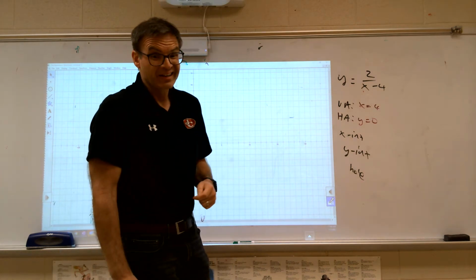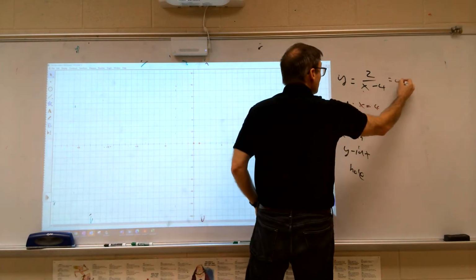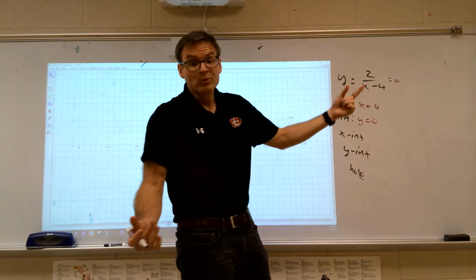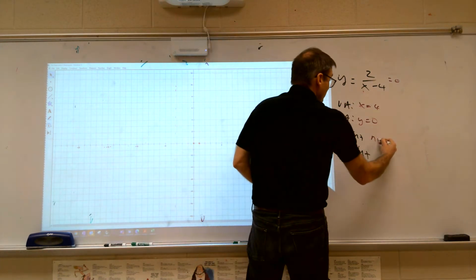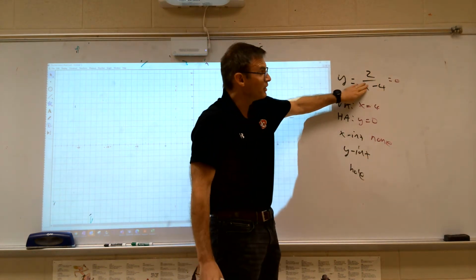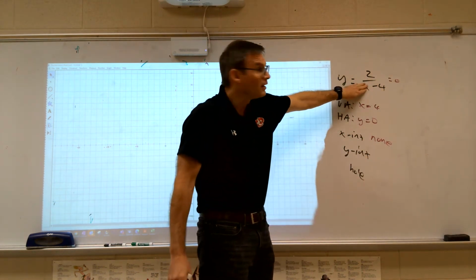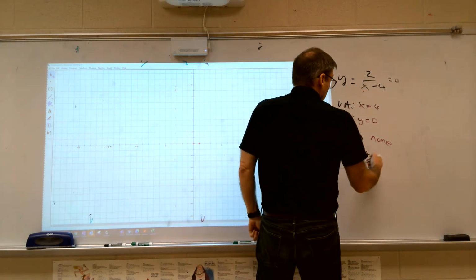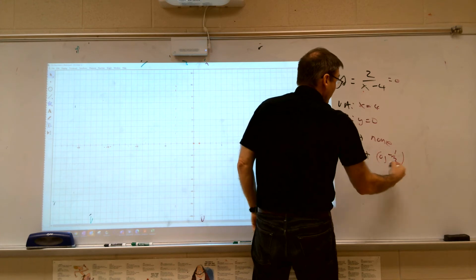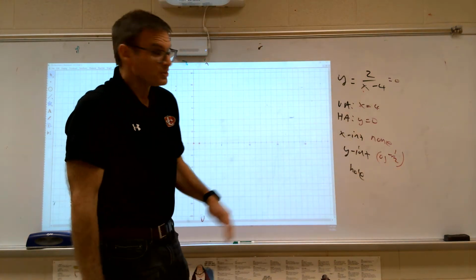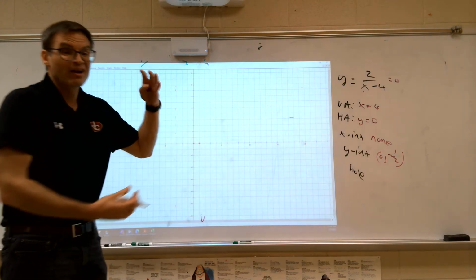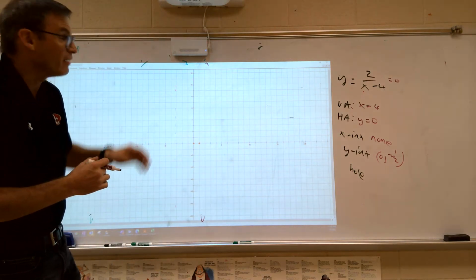As far as finding an x-intercept, if I try to set this equal to 0, there's no way it equals 0, so there's going to be none for the x-intercepts. As far as y-intercepts, when I plug 0 in for x, I end up with 2 over negative 4, which gives me a negative 1/2. And there's nothing that cancels, and since there's nothing that cancels, there's no holes. And so we have our very basic graph.